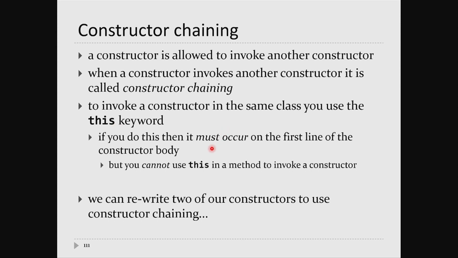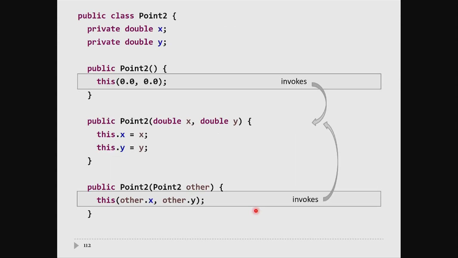Now, if you decide to do this, you're only allowed to do it in one place in the constructor, and that's on the first line. You can't do it on the last line, you can't do it on the third line, you have to do it on the first line. If you try to put it anywhere else, the compiler will tell you that it's an error. And furthermore, you cannot use this inside of a method to call a constructor. If you're inside a method and you want to call a constructor, you use new, and then you call the constructor. So we're going to use the word this to call the constructor. The way it looks is as follows.